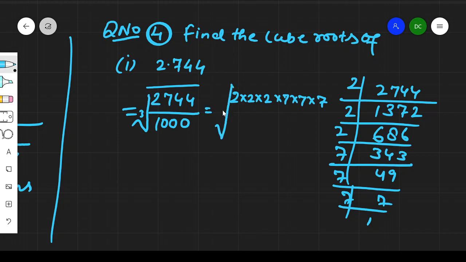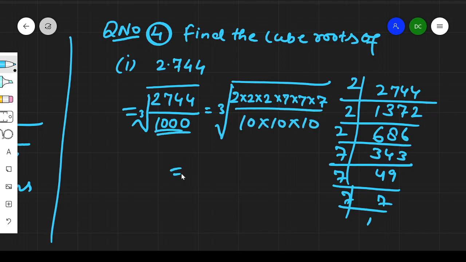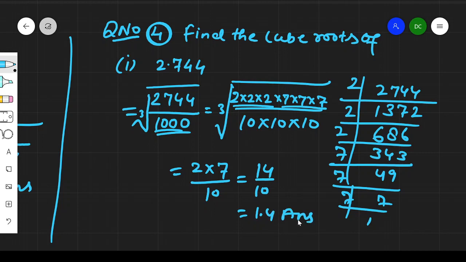Now, we have to find the cube root of this, so 1000 can be written as 10 multiplied by 10 multiplied by 10 simply. Because a triplet of 2 is here, 1 2 will come out, a triplet of 7 is there, so 1 7 will come out upon 10. So, we can simply write 14 upon 10 and this is 1.4, this will be the answer. So, for decimal numbers you will follow the same procedure to find the cube roots of any number.